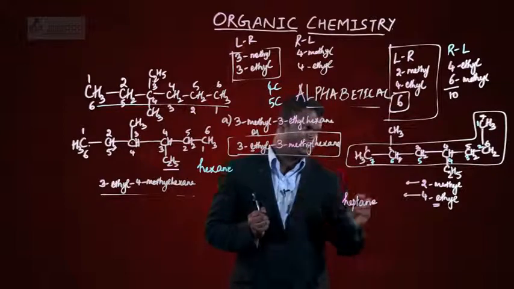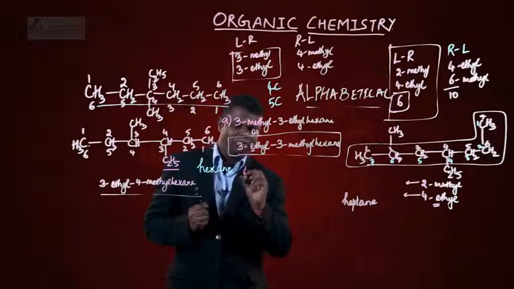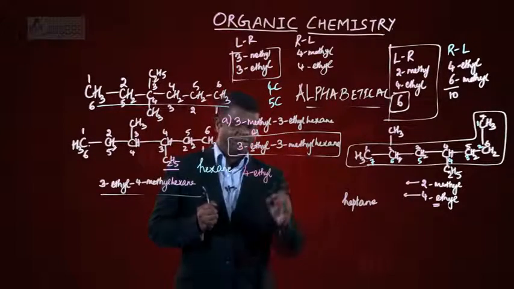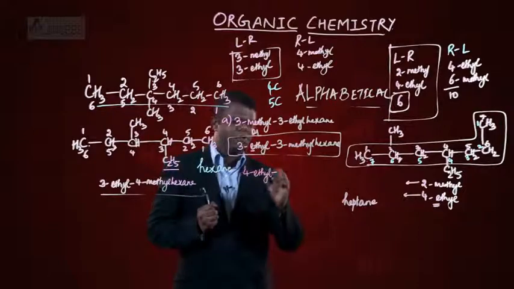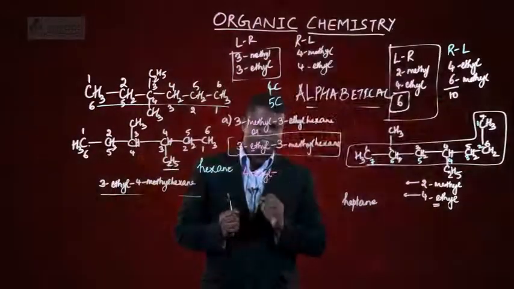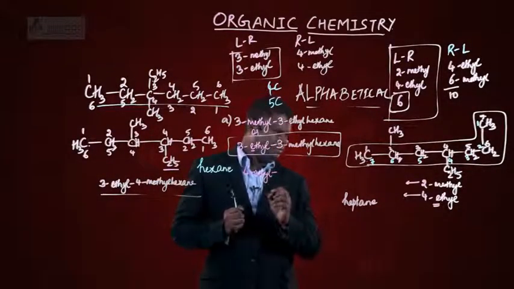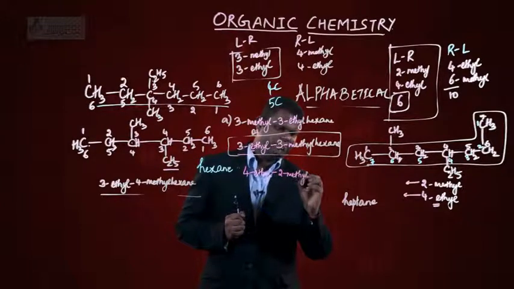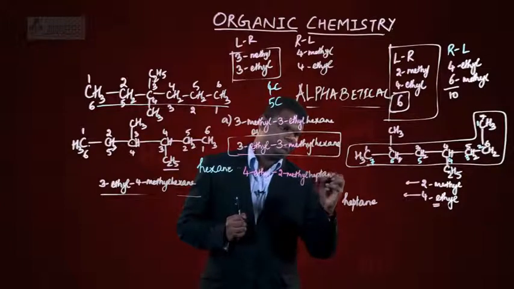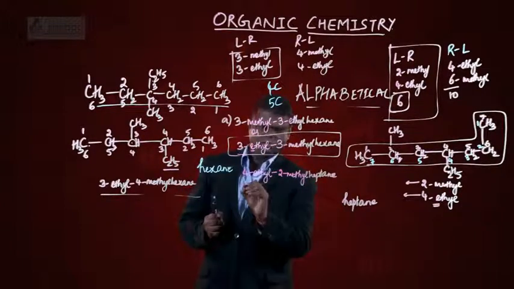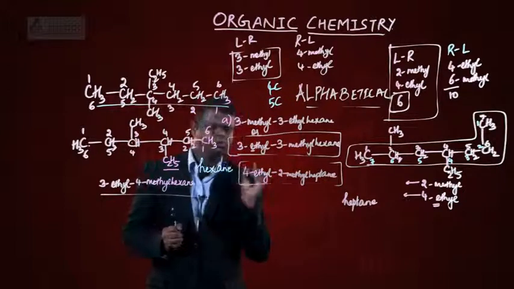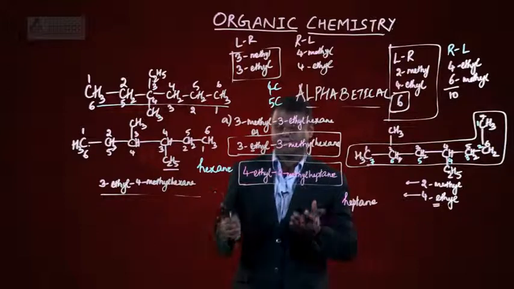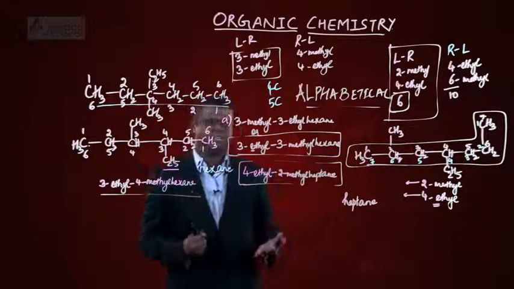So let's write down the structure. You have 4 dash ethyl, then you put another dash because I'm going to write a number after this dash. You have L, then you have 2 dash methyl, heptane. So do not get confused that since 2 is coming in, the 2-methyl group should come first, and you have to write it that way. No, you have to strictly follow the rules and regulations.